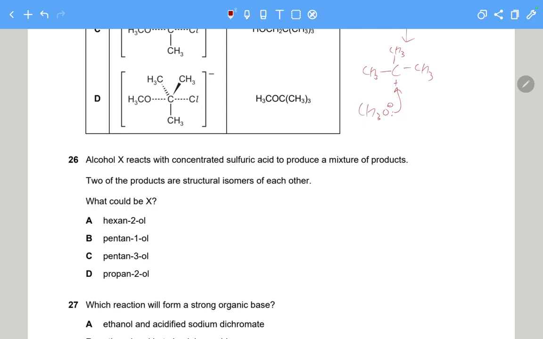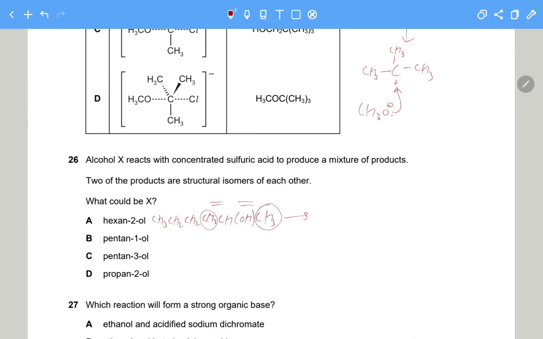So we want to get two structural isomer products, and let's go through each option to make sure we get them. So option A, CH3, CH2, CH2, CH2, CHOH, CH3, this is hexan-2-ol. This will dehydrate, so it can either form an alkene between these two carbon atoms or between these two carbon atoms. So we do get two structural isomers. I'm not going to draw them, but you can see that the hydrogen can be eliminated from either this carbon or from this one.